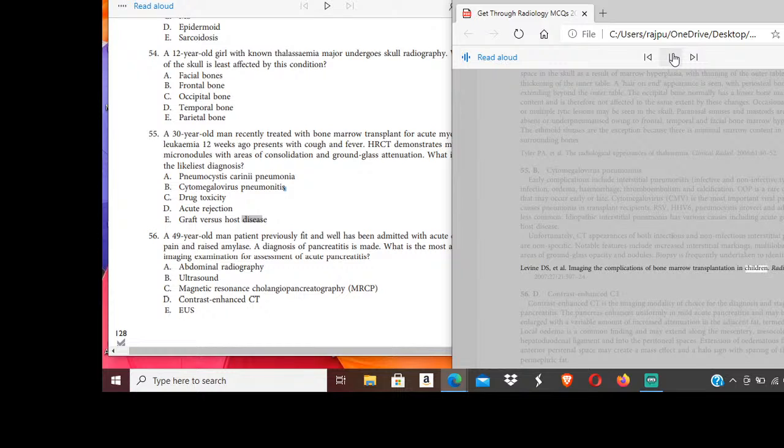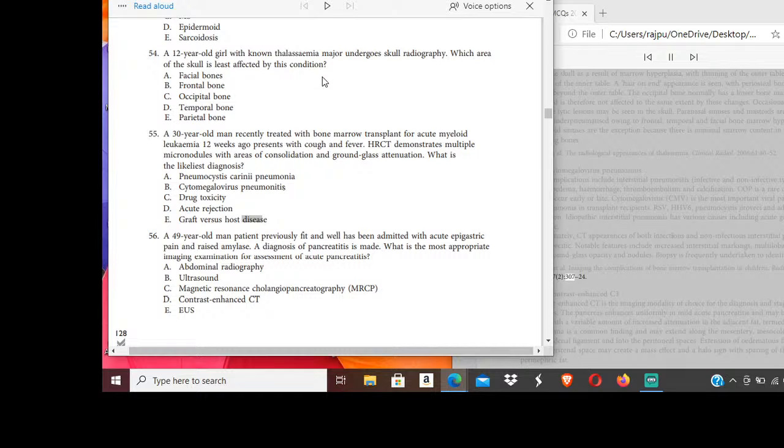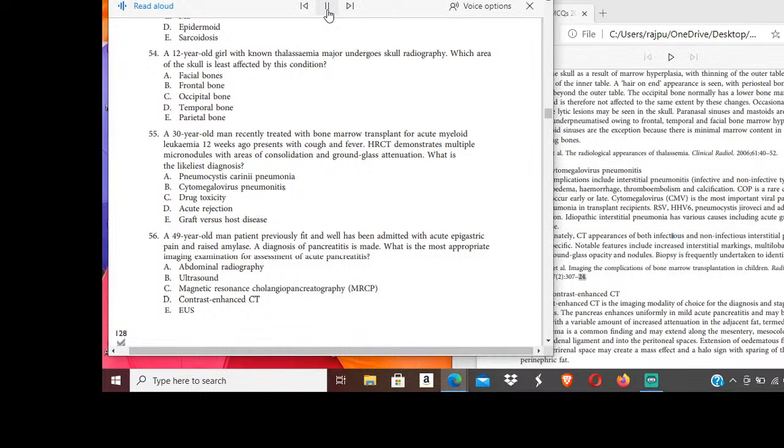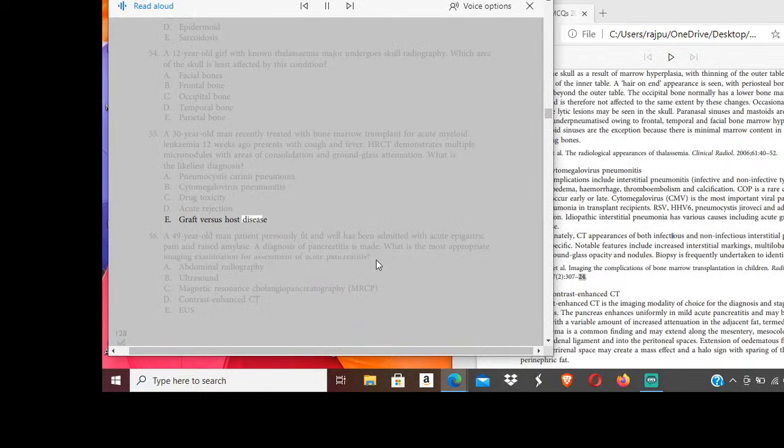Transplantation in children. Radiographics 2007; 27. 56. A 49-year-old man, previously fit and well, has been admitted with acute epigastric pain and raised amylase. A diagnosis of pancreatitis is made. What is the most appropriate imaging examination for assessment of acute pancreatitis?